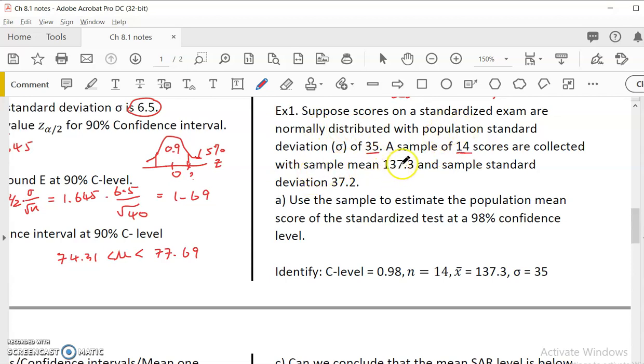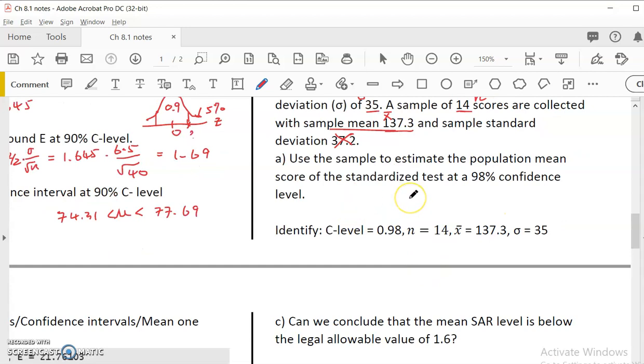The sample mean is 137.3, so this must be X bar. The population standard deviation, this is sigma. 14 is the sample size. And a sample standard deviation of 37.2. I don't need this because I only need sigma. So use it to estimate the population mean of the standardized test at 98%. So we want to know all the test scores.